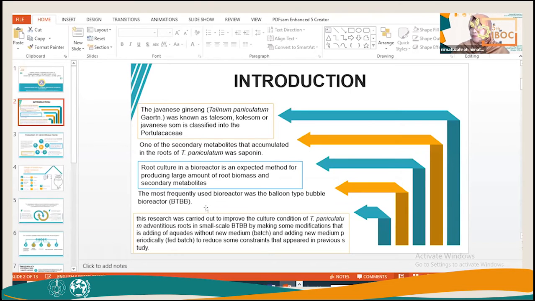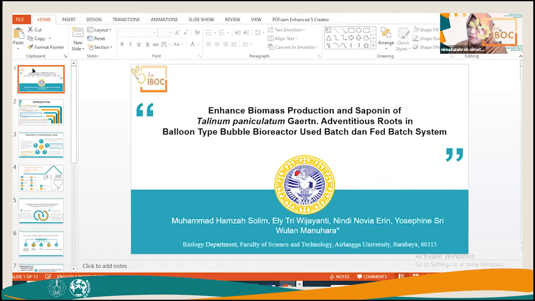Yeah, this is Ellie. I'm from Airlangga University, Biology. I want to present our research, titled Enhanced Biomass Production and Saponin of Talinum paniculatum Adventitious Root in Balloon Type Bubble Bioreactor Using Batch and Fed-Batch System.